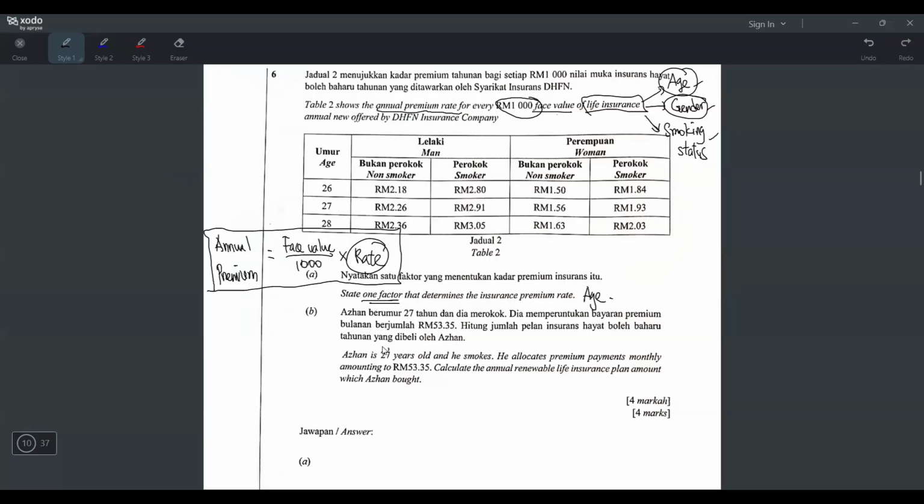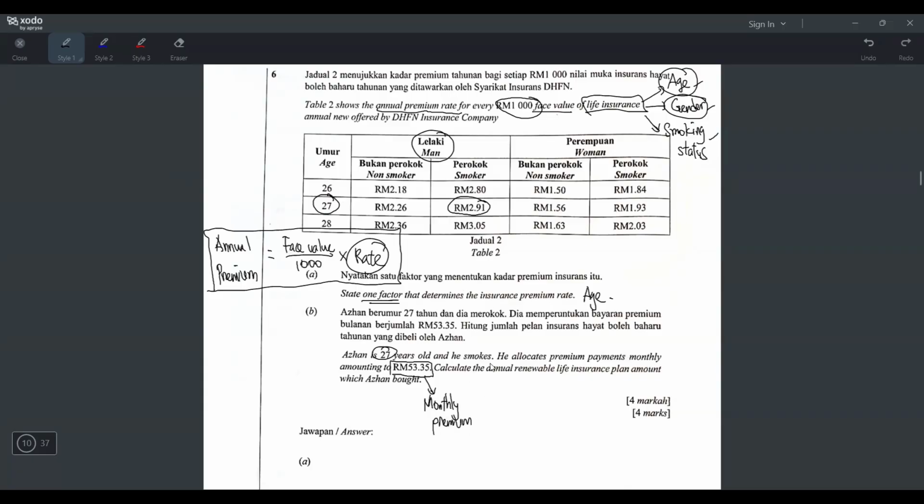B says Ashan is 27 years old and he smokes. I think I can straight away find out the rate for Ashan. So Ashan is 27 and male, right? Ashan is a boy's name. And he smokes, so smoker. So RM2.91. That's the rate. And then he allocates premium payments monthly amounting to RM53.35. This is actually the monthly premium.